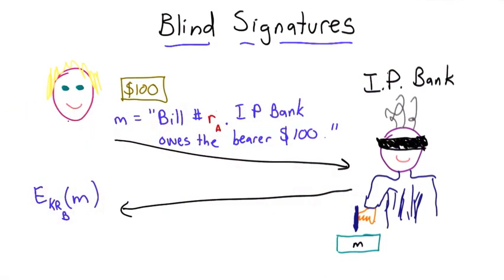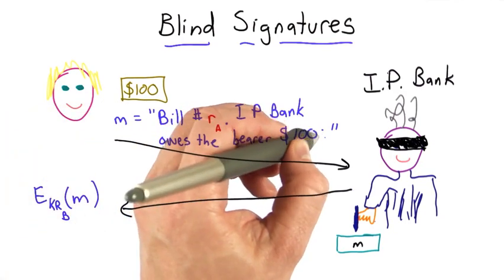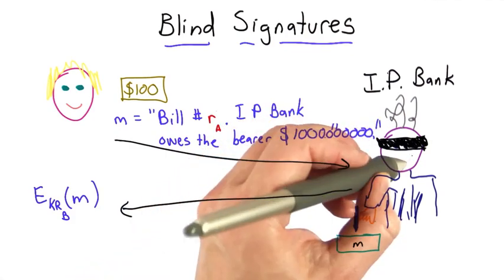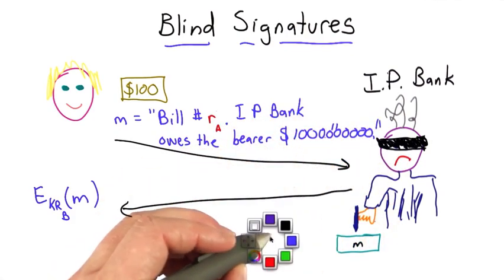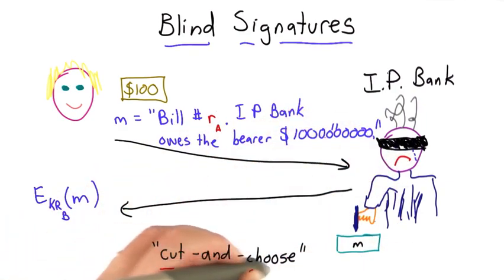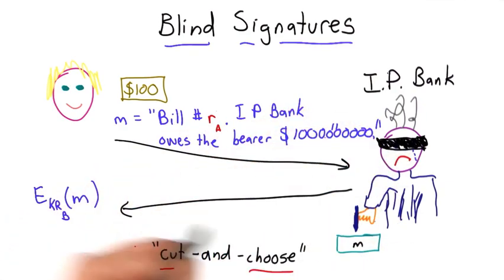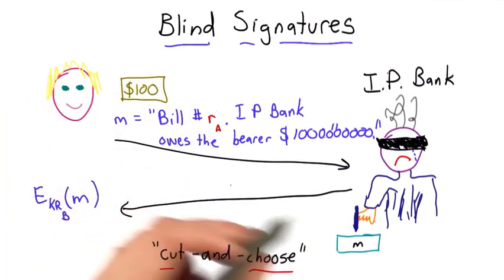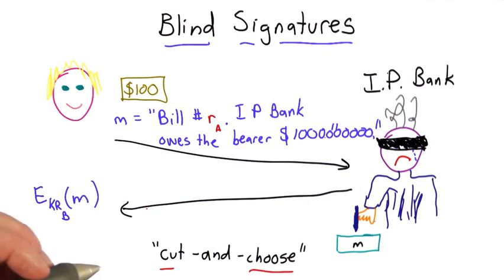This protocol has an obvious flaw in it. The bank doesn't know what it's signing, so Alice could deposit $100 and ask the bank to sign a message for $100 gazillion. When someone deposits that bill, the banker will no longer be smiling. The solution to this is a technique known as cut and choose. This is somewhat similar to what we saw in auditing for mixed nets, and it has lots of applications to other cryptographic problems as well.